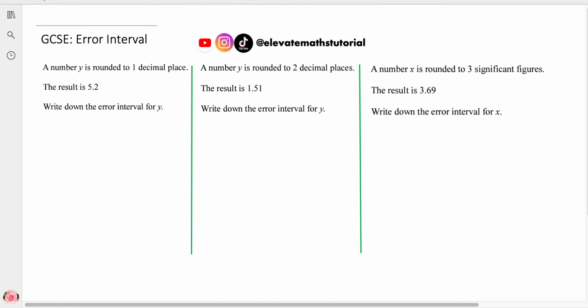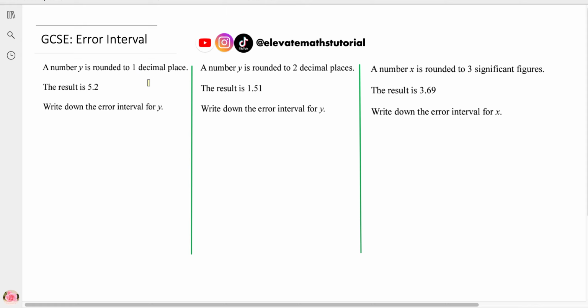So this is GCSE Higher. The topic is bounds, okay? But the specific section that we're going to go through is something called error interval, okay? Error interval is from bounds, and what it is, almost always we make sure that we round the numbers to a certain degree of accuracy.